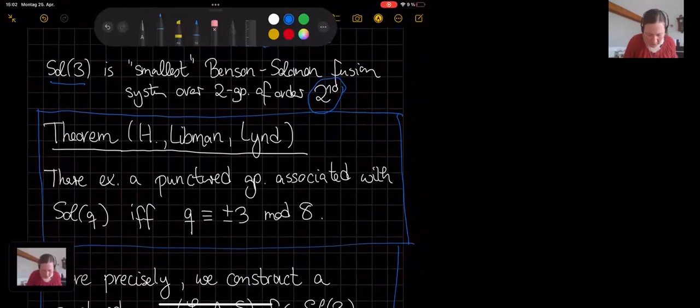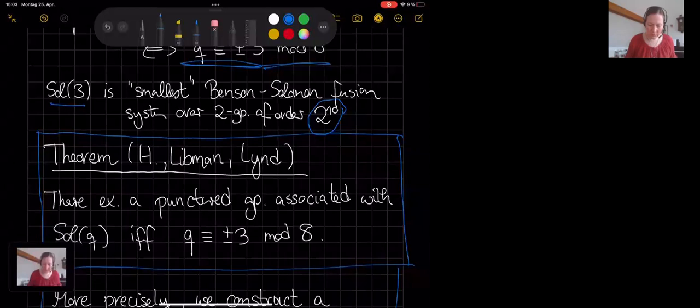And we showed now that there exists a punctured group associated with Sol Q if and only if Q is congruent to plus or minus 3 mod 8. So in other words, to the smallest Benson-Solomon fusion system, there is a punctured group, and to all the larger ones, there is not.